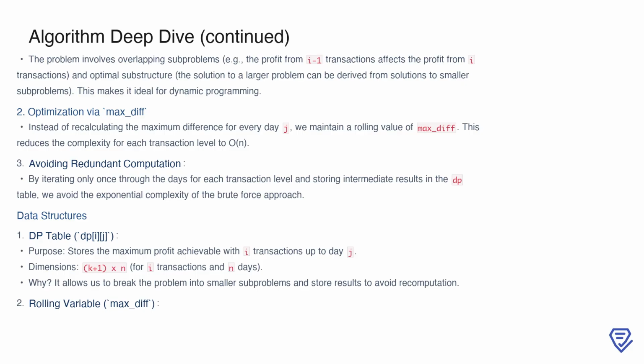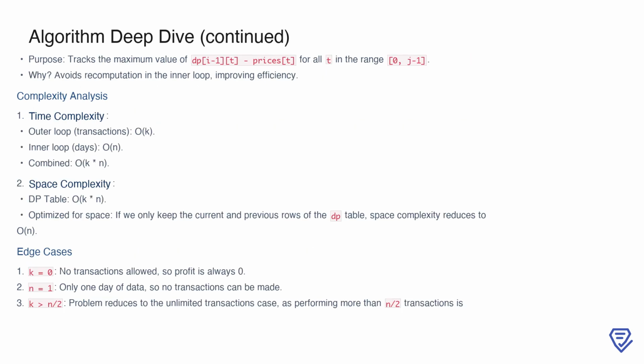The DP table and max_diff rolling variable together form the backbone of this solution, allowing us to systematically break the problem into smaller, manageable subproblems while maintaining efficiency. The purpose of the DP table is to store the maximum profit achievable with i transactions up to day j. It has dimensions (k+1) x n, with rows representing the transaction count and columns representing the days. This structure allows us to systematically compute results for smaller subproblems and reuse them for larger ones.